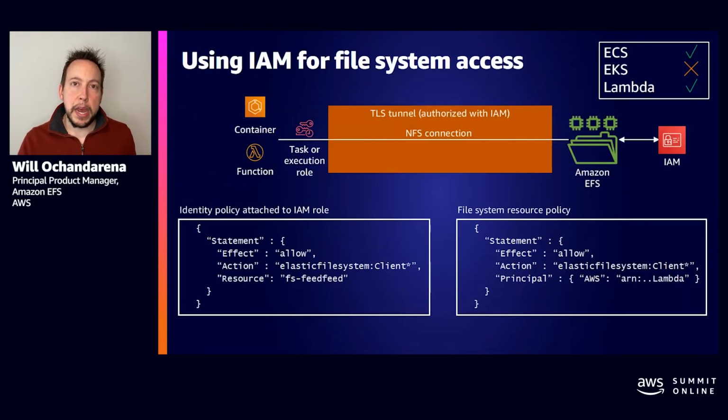First, to make sure that applications can only mount the file systems that they should have access to, we've implemented Identity Access Management, IAM, policies to make sure that you can configure which applications, or using the IAM role of that application, can mount which file system. And you can do this using either identity policies or resource policies, using actions of client mount, client write, or client root access. So you can control which granularity each application has when mounting the file system.